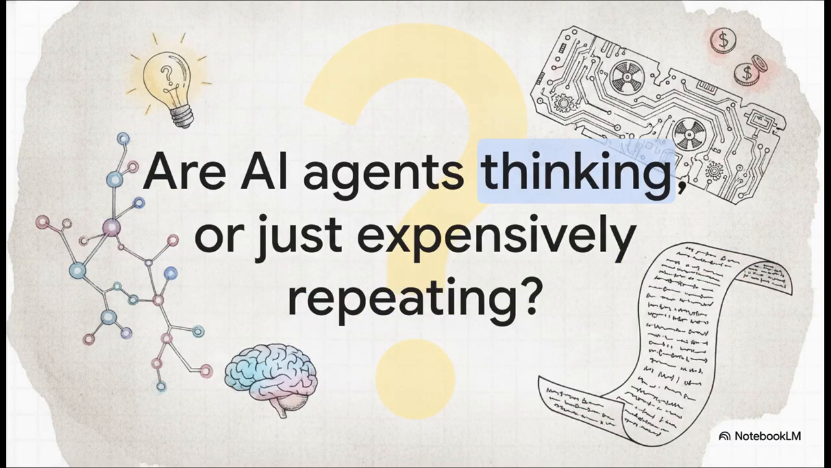So as you head back to your own projects today and start reviewing those computing budgets, I want to leave you with one final provocative thought. Take a really close look at your logs and ask yourself, are your AI agents actually thinking to solve new problems, or are they just expensively repeating themselves? Audit your token consumption, try implementing these strategies, and you might just find you can do a whole lot more for a whole lot less.